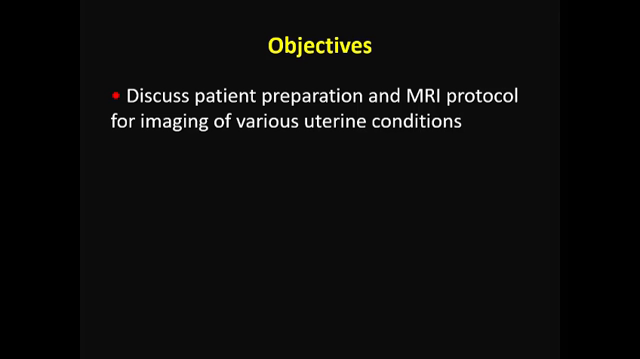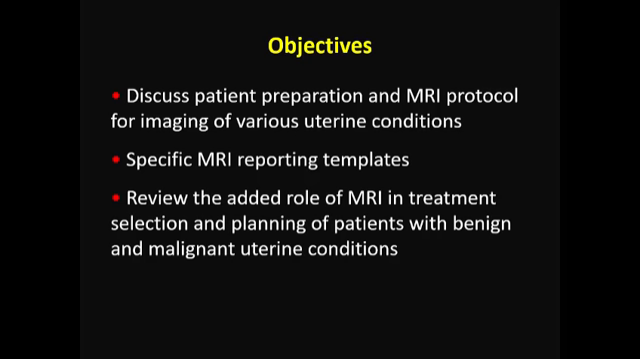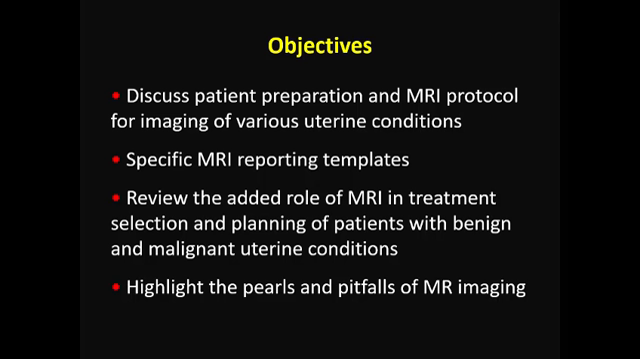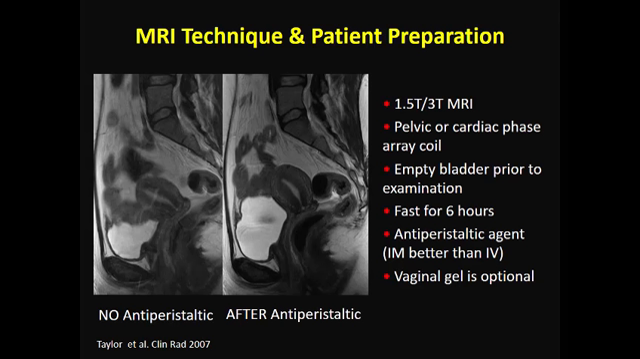What we want to do the next 25 minutes or so is discuss patient preparation and the MR protocols for imaging of various uterine conditions. I'm going to go to how do I report a GYN MRI with specific reporting tips and pearls and pitfalls. We're going to review the added value of MRI on treatment selection and planning of patients with both benign and malignant uterine conditions. And as I go through some of the cases, I'm going to highlight a few pearls and pitfalls of MRI imaging.